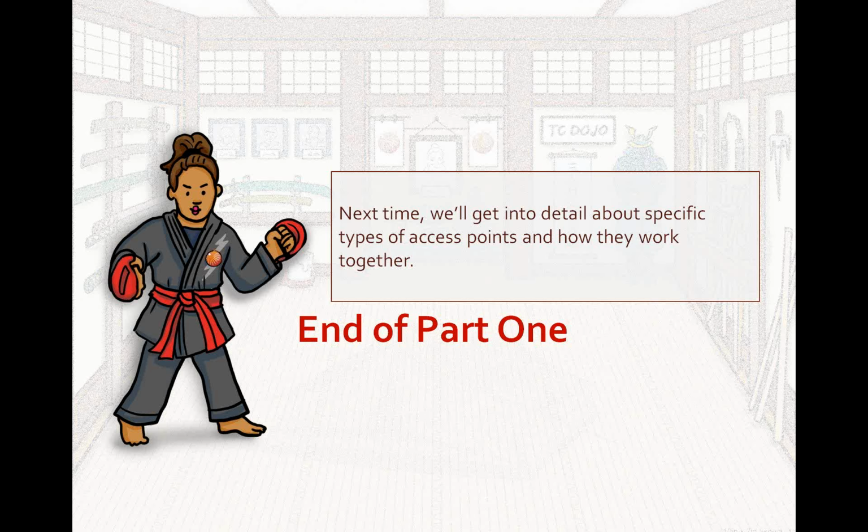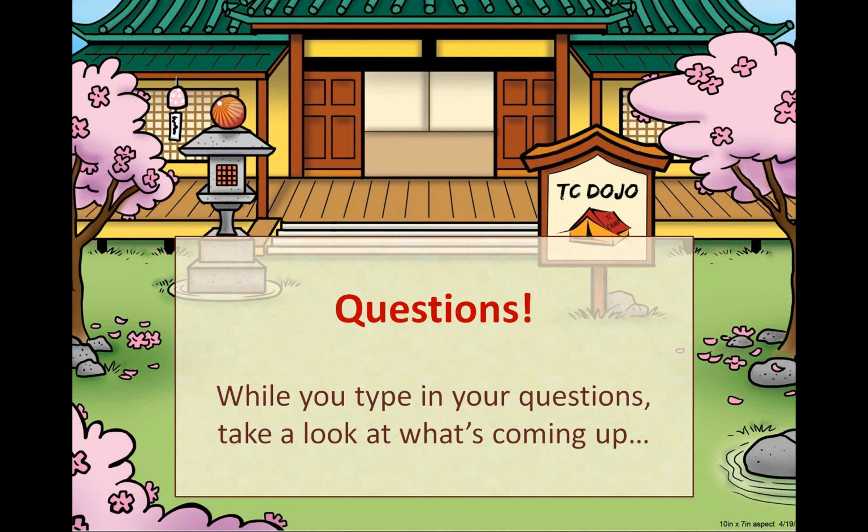So that's all we're going to talk about today. This is the end of part one. Next time we're going to get into detail about specific kinds of access points and how they work together. Right, so this is really just an introduction. Next time we're going to get a little more specific, a little bit tighter into the types of access points. There's 6 typical types. And we're going to do that next time.